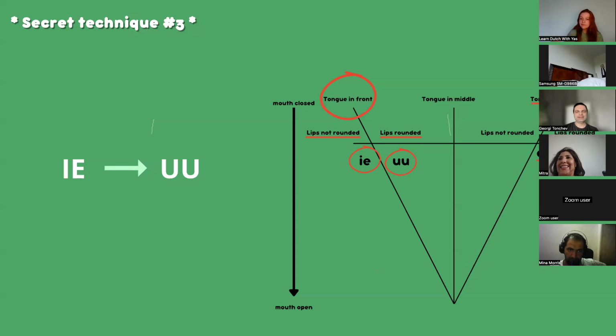E. Then if you want to go to the U sound, it's going to be the exact same pronunciation, but with your lips rounded. U. E. U. And you're going to feel when you're doing this that the only thing changing are your lips. E. U.